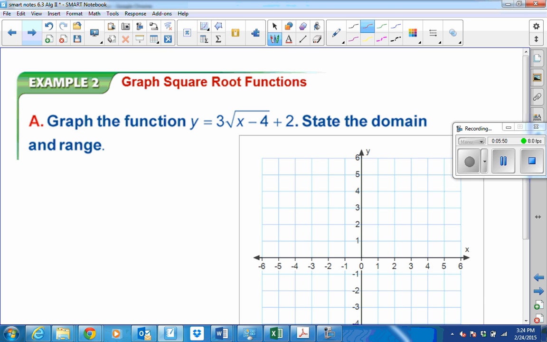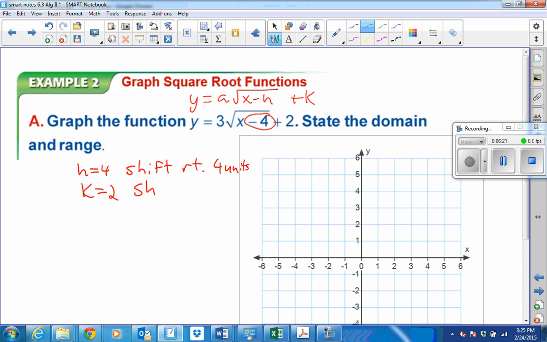So let's look at what's happening with this. We have y equals a times the square root of x minus h, plus k. So in analyzing what's happening here, we have x minus 4. That means that h is equal to 4. And this means that it's going to shift to the right 4 units. K is 2 in this case, and that means it's going to shift up 2 units.